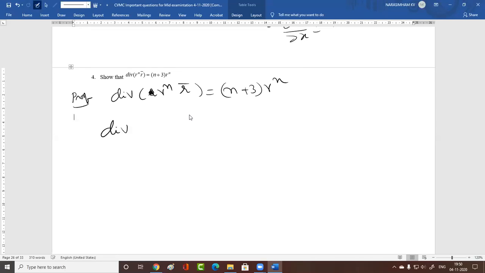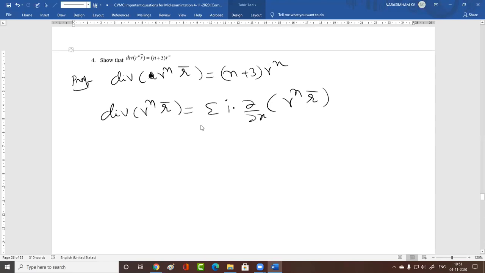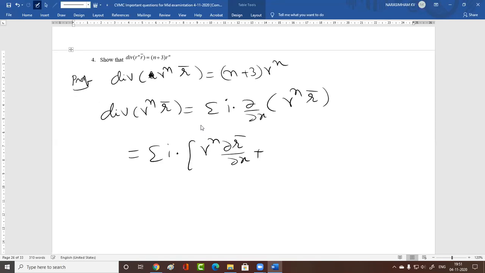Divergence of r power n into r bar, I will take the left-hand side. Summation of i dot dou by dou x of r power n into r bar. Differentiate using the UV formula: sigma i dot, first r power n into derivative of r bar, dou r bar by dou x, plus derivative of r power n, which is n into r power n minus 1 into dou r by dou x into r bar. The inner function derivative is dou r by dou x.